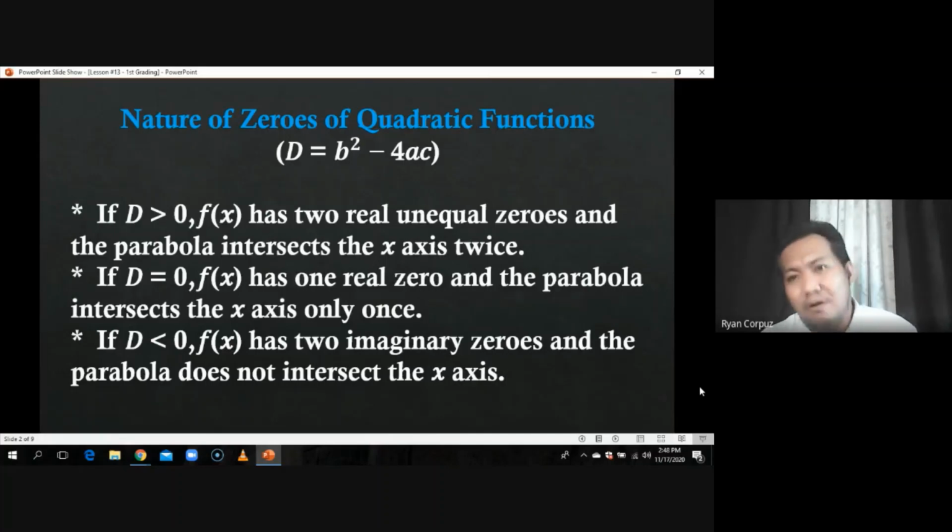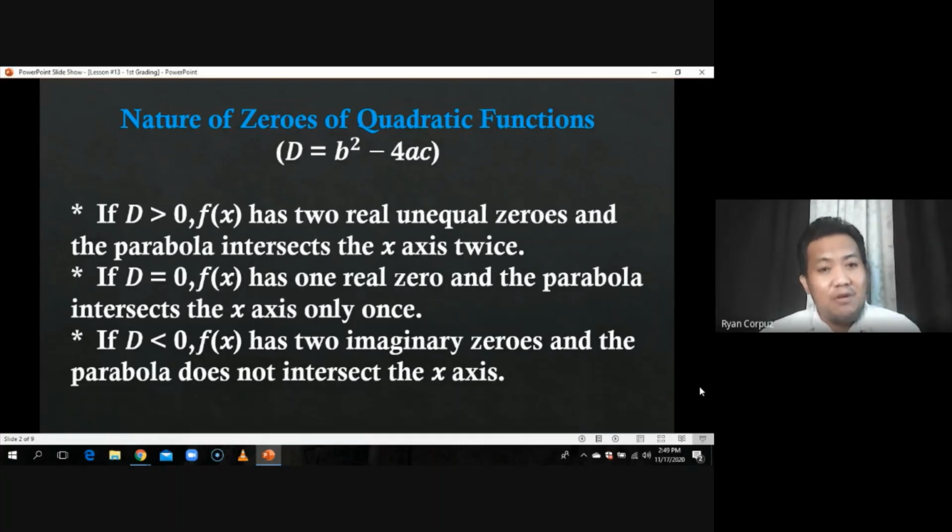So with the help of finding the discriminant, right away we can find out how many zeros a given quadratic function has, whether it has two real and equal zeros, one real zero, or two imaginary zeros or non-real zeros. So first, we can make use of the nature of zeros of the quadratic functions.